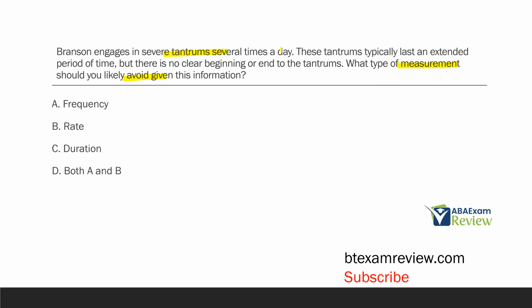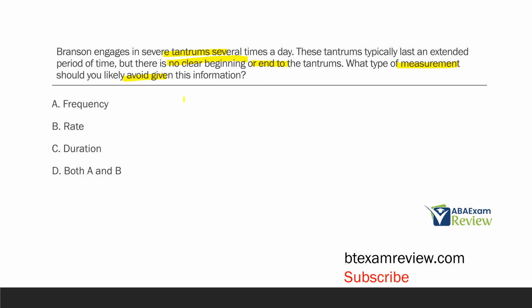Well, Branson engages in tantrums a lot, right? Several times a day. They last an extended period of time. Importantly, though, no clear beginning or end, meaning they're not very discrete. So if we look at a frequency, frequency is what? Frequency is a count. And in order to count something, it needs to be discrete. It needs to be a clear beginning and a clear end. If these tantrums, and if you've ever seen or experienced a tantrum, you can see that it's never really clear typically when they end, right?